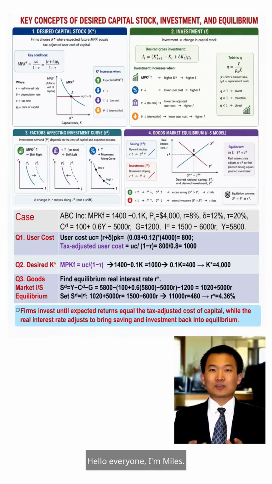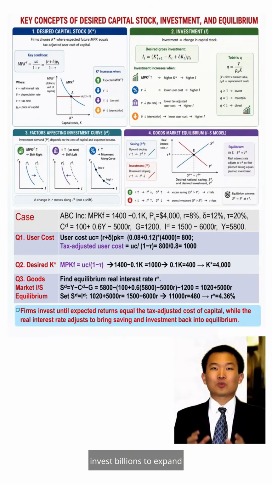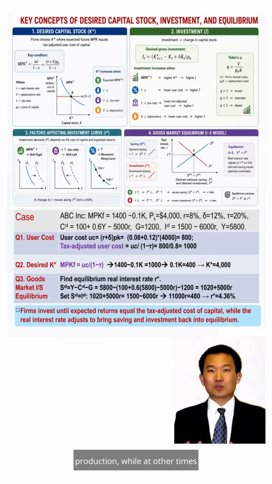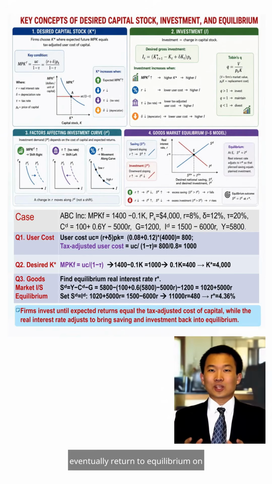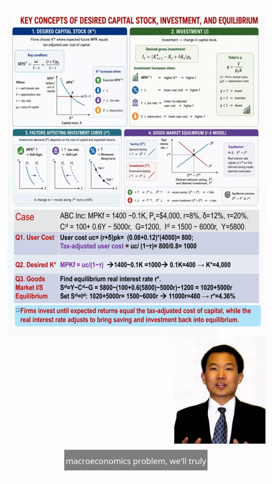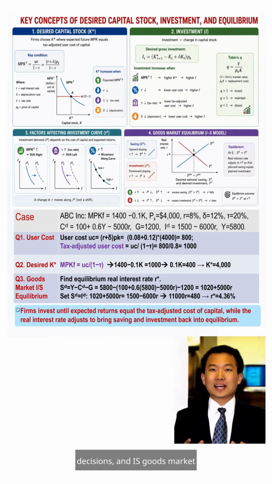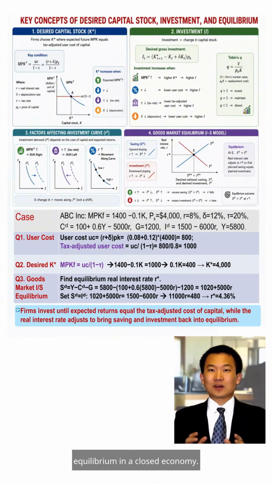Hello everyone, I'm Miles. Why do some companies suddenly invest billions to expand production, while at other times they're completely unwilling to invest? Why does lowering interest rates stimulate the economy? Why does the commodity market eventually return to equilibrium on its own? Today, through a comprehensive macroeconomics problem, we'll truly understand the core logic behind capital stock, investment decisions, and IS goods market equilibrium in a closed economy.